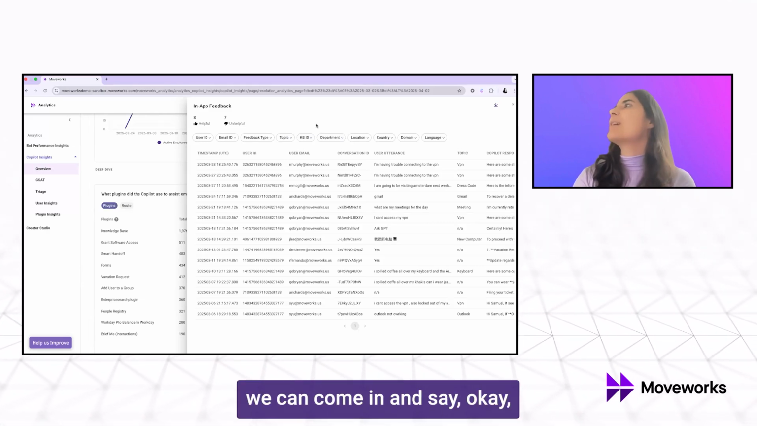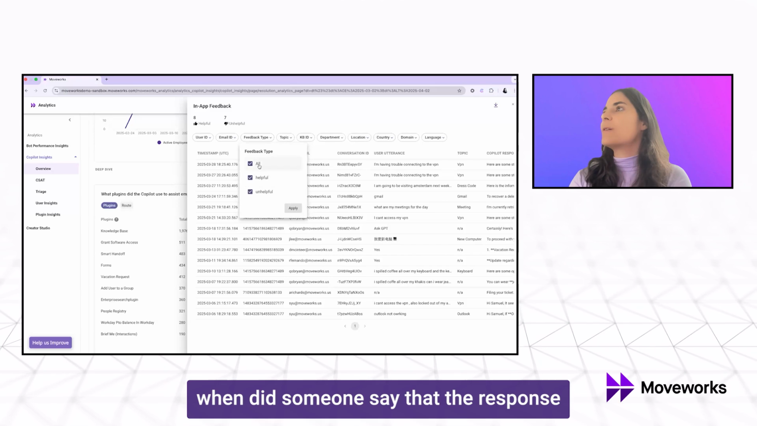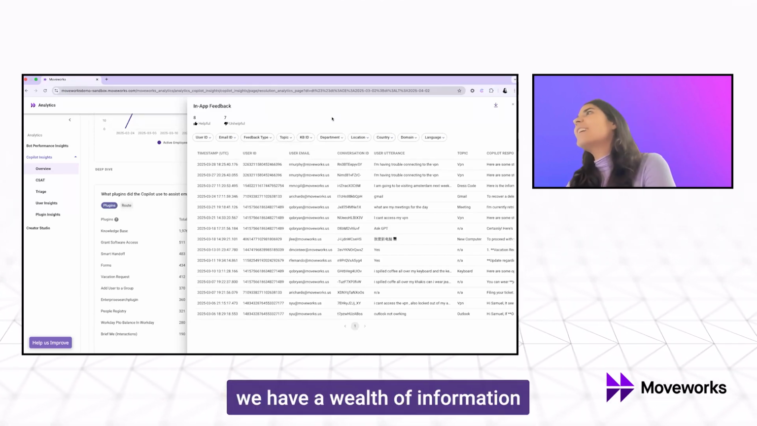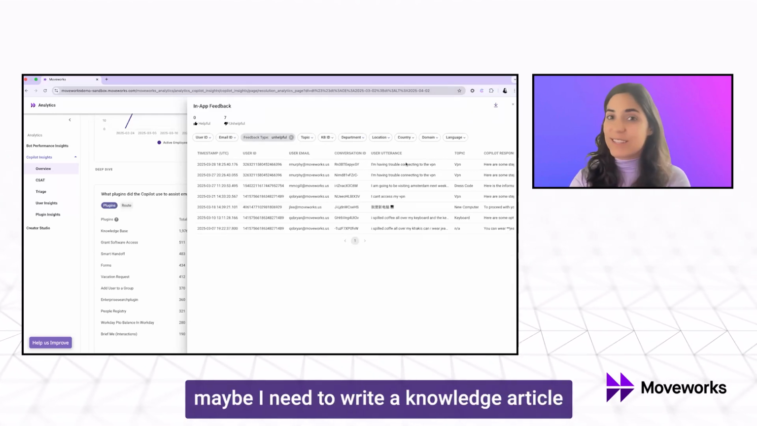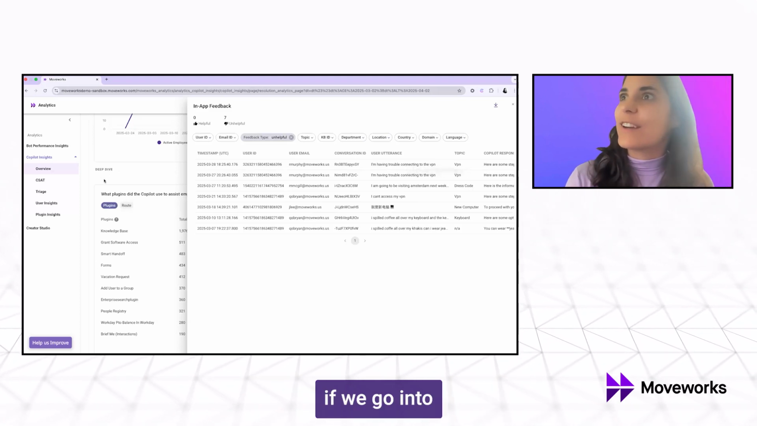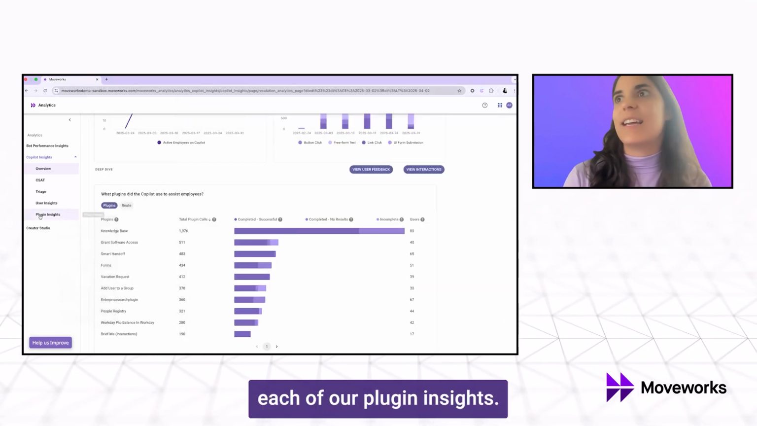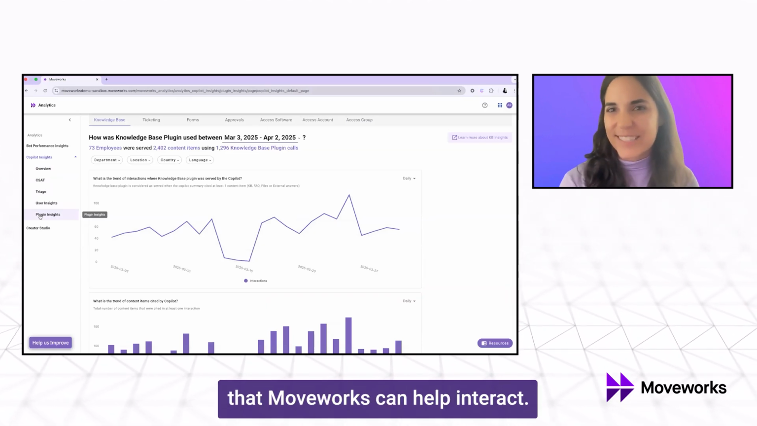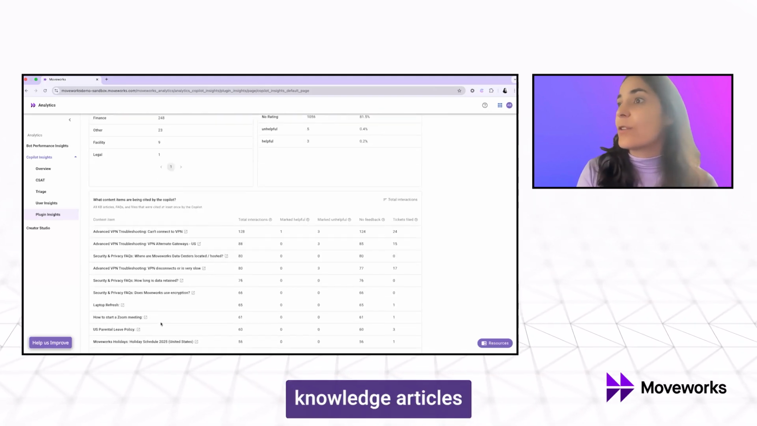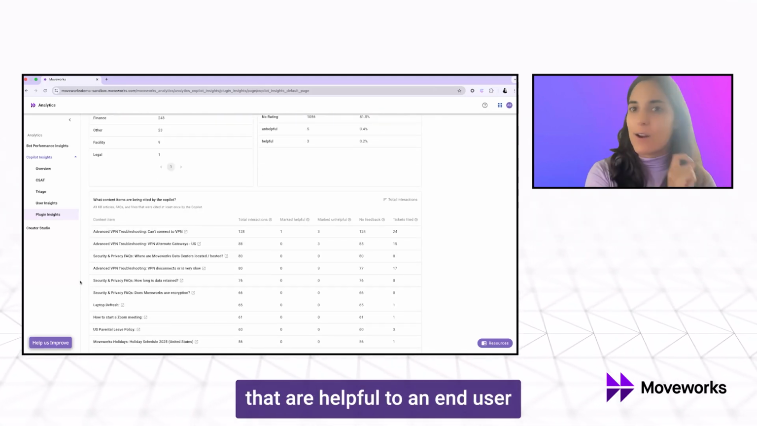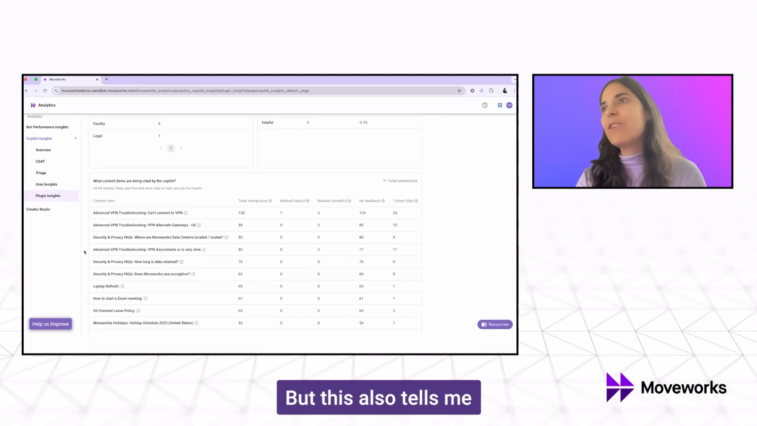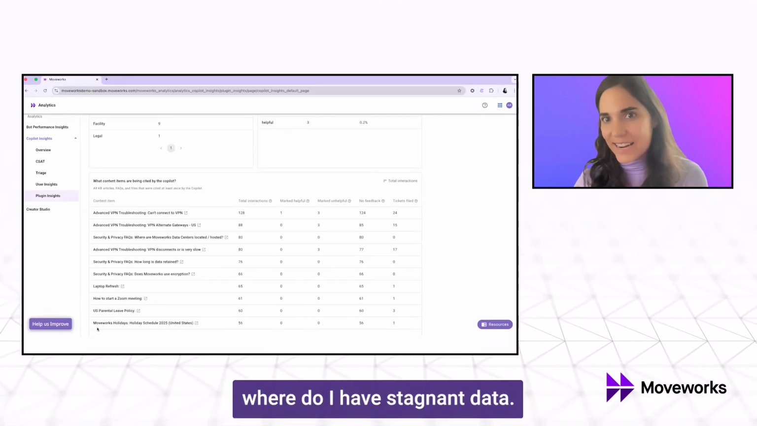So in this way, we can come in and say, okay, when did someone say that the response was not helpful to them? Well, here we have a wealth of information where we can come in and say, all right, maybe I need to write a knowledge article about the VPN. We can go a step further and identify, okay, if we go into each of our plugin insights, so if we remember, plugins are just the different ways that Moveworks can help interact, we can see what are the specific knowledge articles that we're pulling info from that are helpful to an end user or not helpful? So yes, we can identify gaps, but this also tells me where do I have stagnant data?